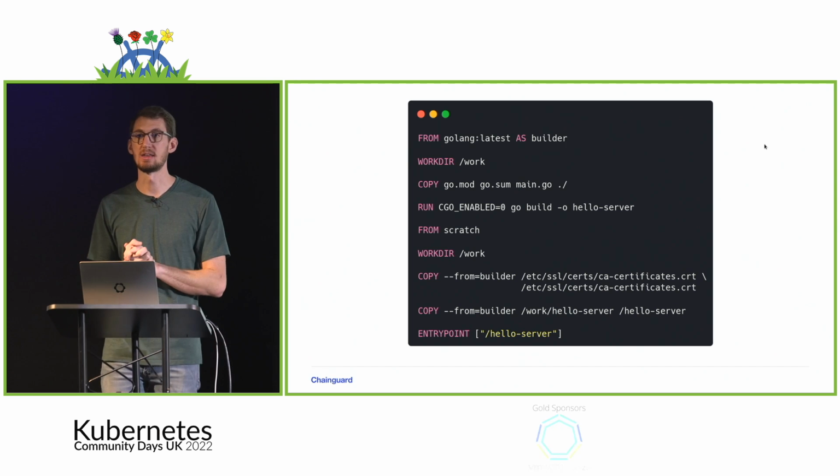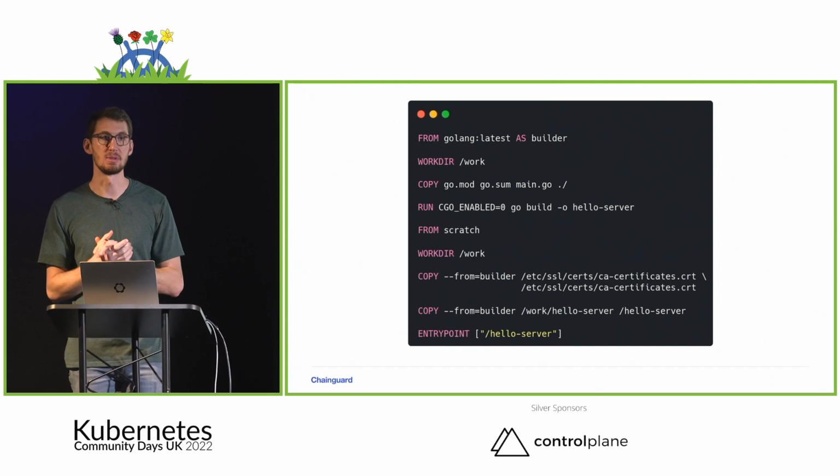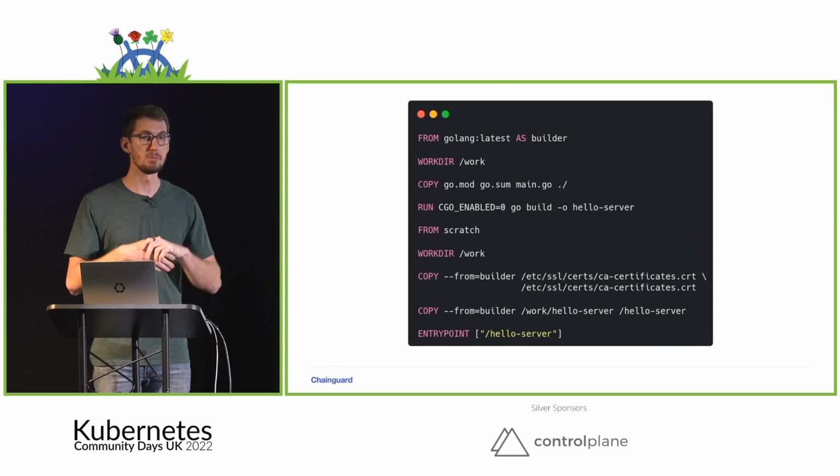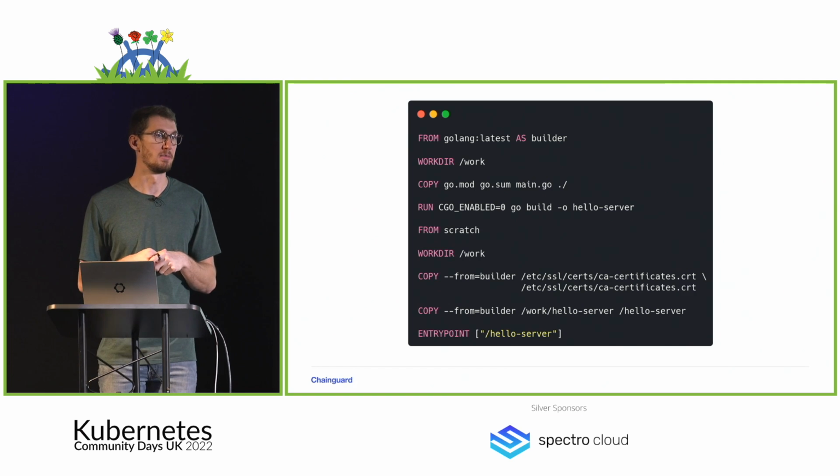But if you were working with a different application where you can't use a scratch image, so if you have a JRE or something baked in, or a Python interpreter, your image is obviously going to be a lot bigger. And you don't know where all those bits are coming from, right?